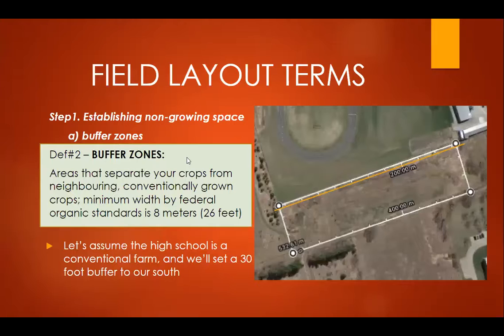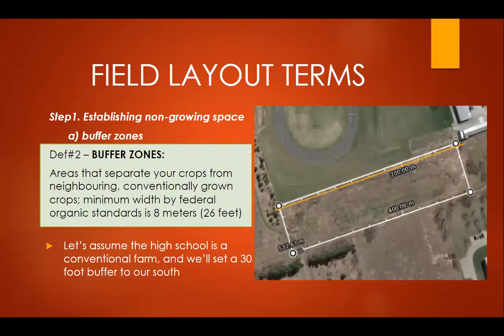Okay, so your non-growing space, that was our first definition. The non-growing space is the area around your actively growing space. The non-growing space is made up of 3 things. The first one is going to be the buffer zones. Buffer zones are defined as the areas that separate your crops from neighboring conventionally grown crops. We're assuming they're conventionally grown because that's often the way it is.